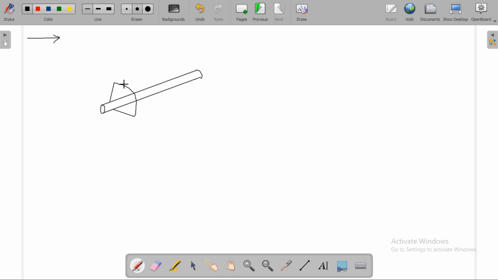Okay, this will be insulating material. This is conductor. Upon this conductor you are going to have insulating material. Now upon this insulating material you are going to have another conductor, which is placed upon this insulating material. This will be metallic sheath.